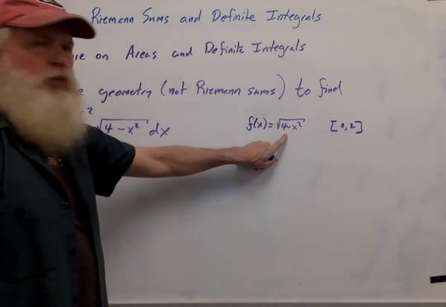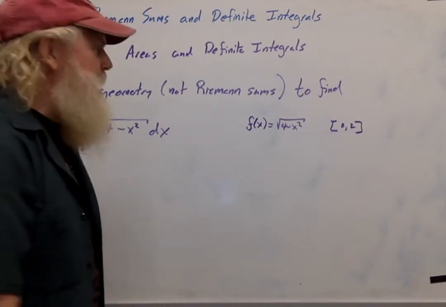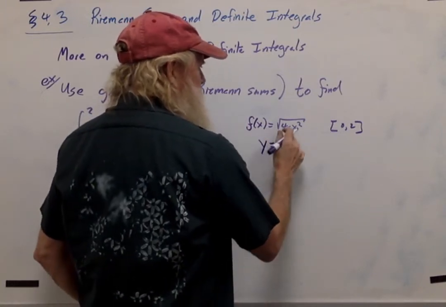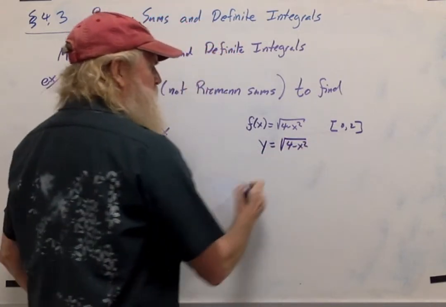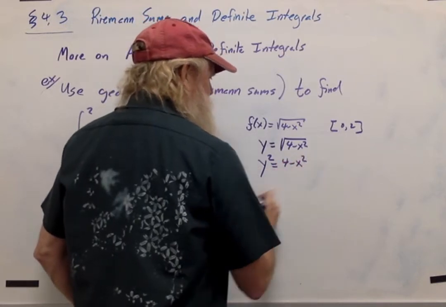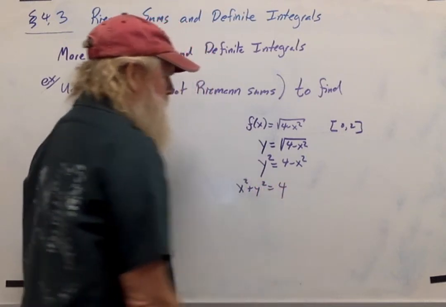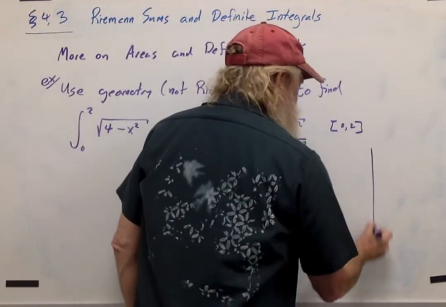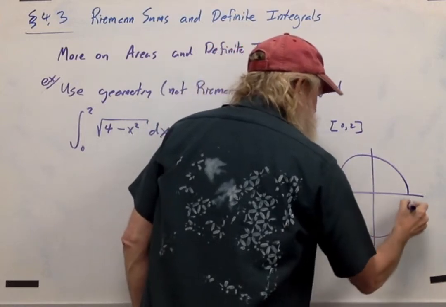So what we need to do is graph this function and then try to recognize the area that we're looking for as a familiar geometric shape. In graphing this, we might think of this as y equals the square root of 4 minus x squared. If you square both sides, that's y squared equals 4 minus x squared, or x squared plus y squared equals 4. Well, x squared plus y squared equals 4 is the equation for a circle. It is a circle of radius 2, centered at the origin.